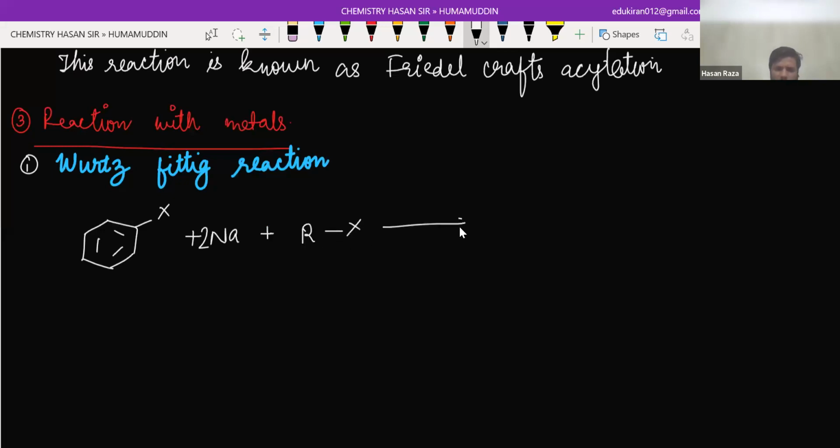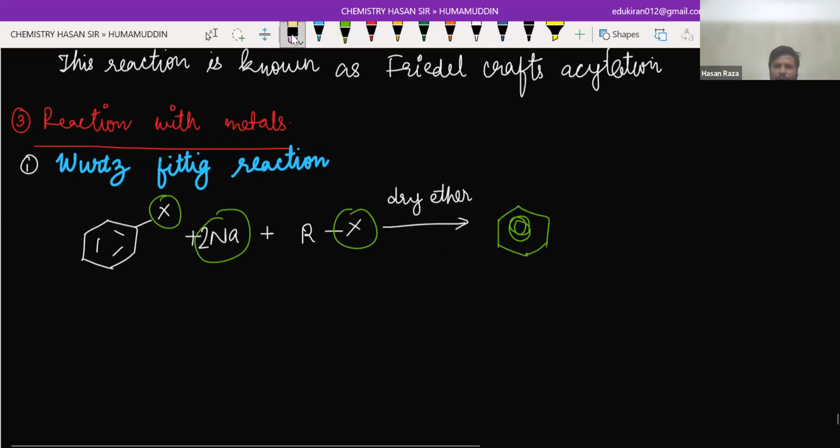This is carried out in the presence of dry ether. You can see this is your X, this is your sodium, and this is your X. 2NaX will be eliminated as a byproduct, and these will be connected with each other. Just wait a minute. This is known as the Wurtz-Fittig reaction.